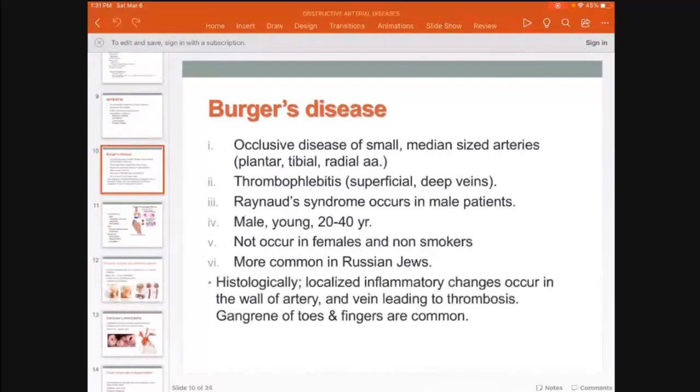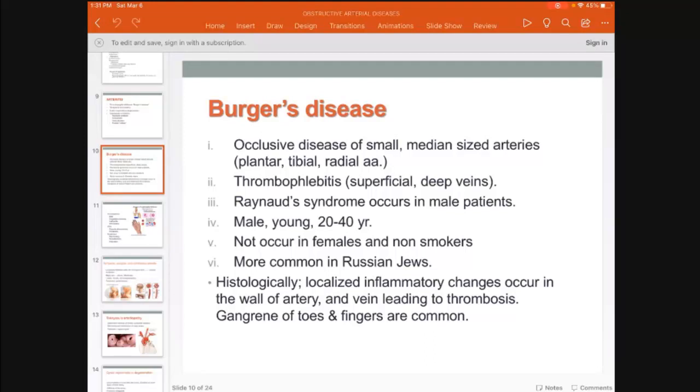Now, Buerger's disease is an occlusive disease of the small and medium-sized arteries. This is very important to remember. It's small and medium, not a large-sized artery. It affects the plantar, tibial, and radial arteries. Thrombophlebitis may be affected besides the artery. It also affects the superficial or even the deep veins.